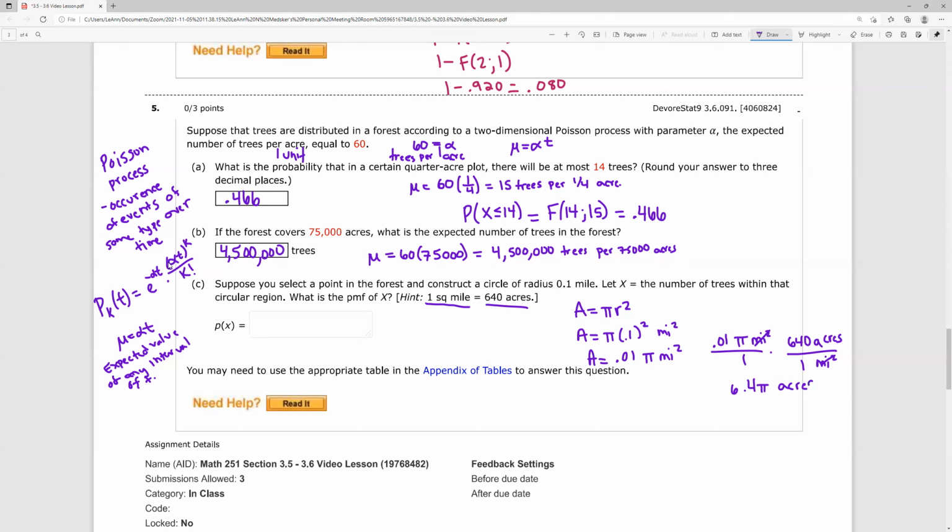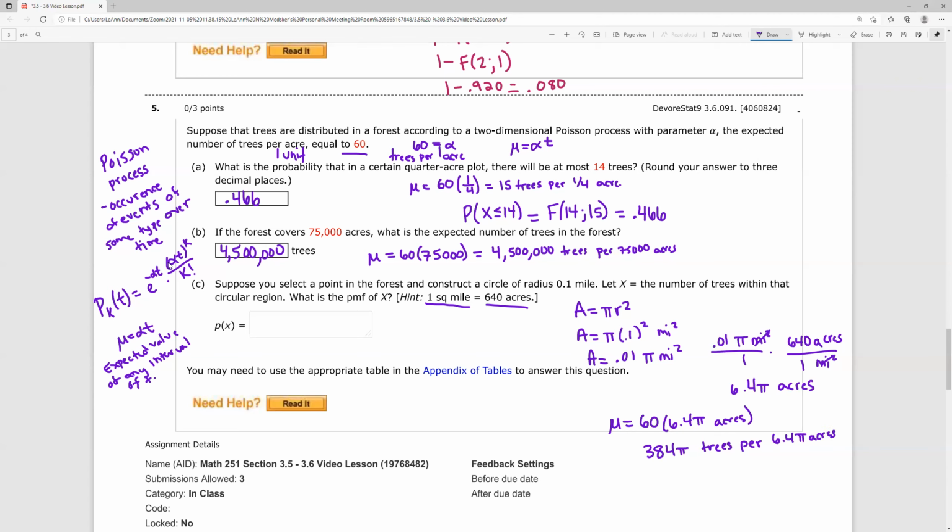That's the acreage. Okay. We still have to turn that into, remember, an expected value. So for this many acres, what's the expected number of trees? So that's what I was missing. So mu is going to be alpha, which is 60 still, because that was our setup for our parameter, times the 6.4 pi for the acres. Remember, our trees per acre. So that's where we get the 384 pi. And that is trees per 6.4 pi acres.